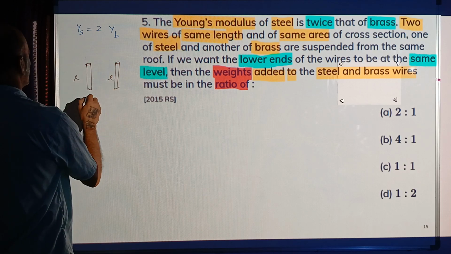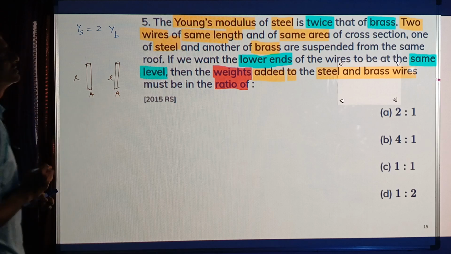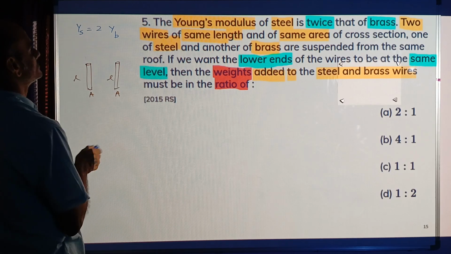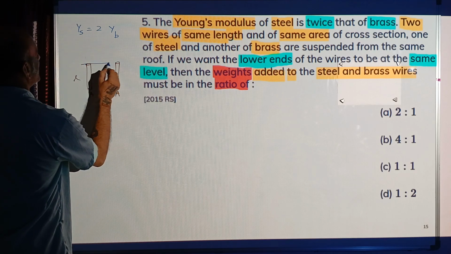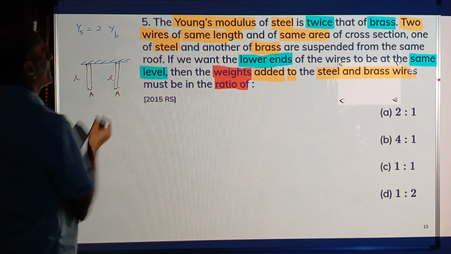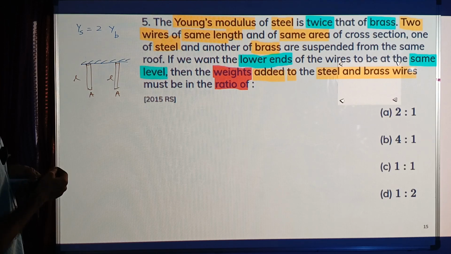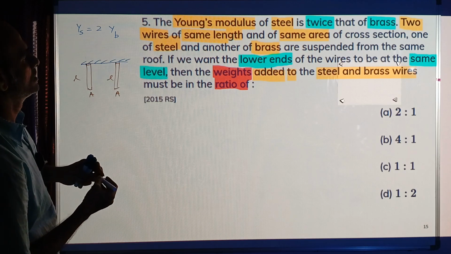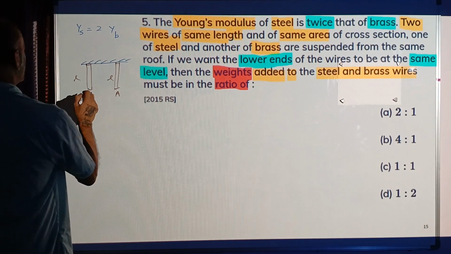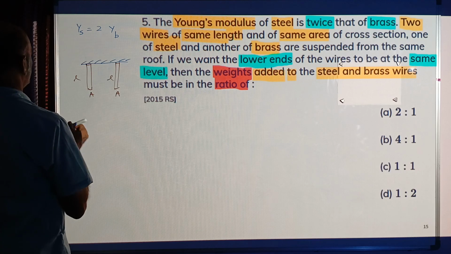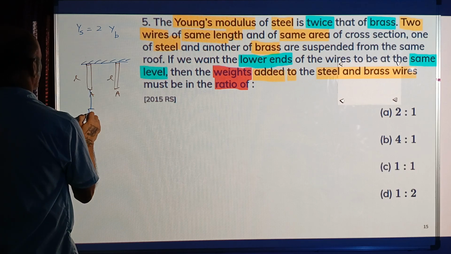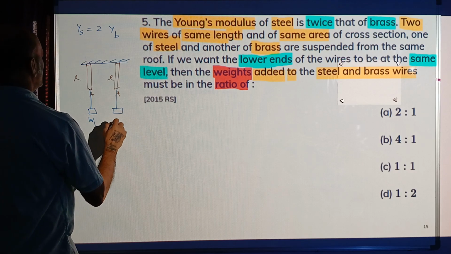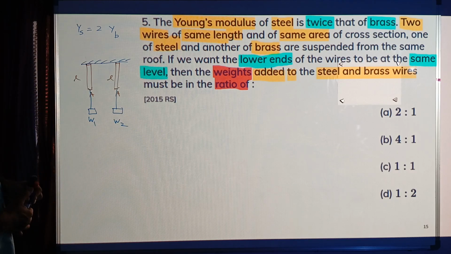Length is same and cross-section area is same. And they hang from a roof, so this end is fixed. Here weight is added to it, W1, W2. The weights are different.